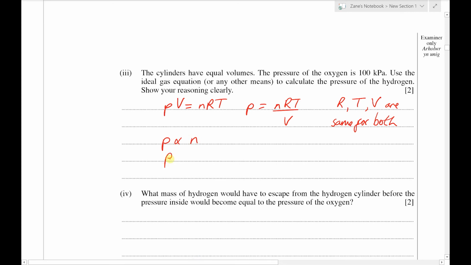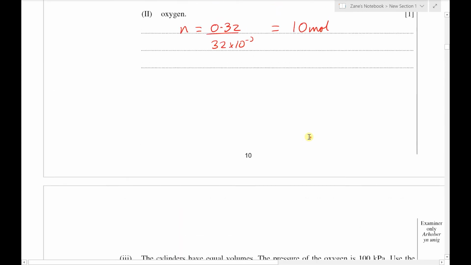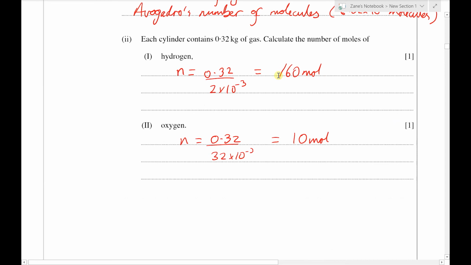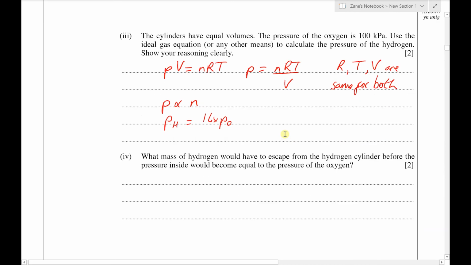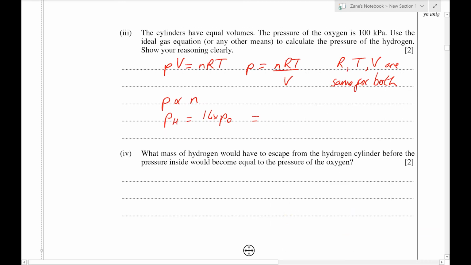So what this means is that the pressure is directly proportional to the number of moles. So the pressure of the hydrogen gas is going to be 16 times the pressure of the oxygen gas. That 16 comes from the fact that we've got 160 moles of hydrogen and 10 moles of oxygen. We've got 16 times as many moles of hydrogen. So the pressure of the hydrogen is going to be 1600 kilopascals.